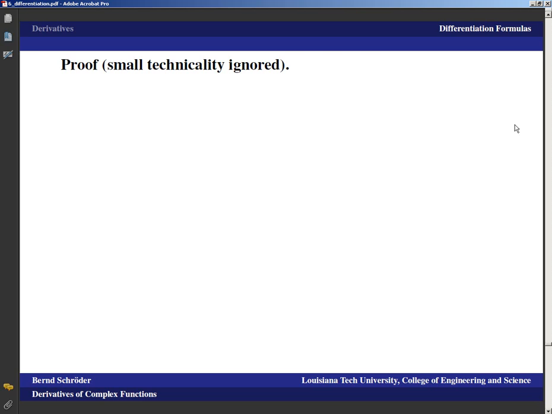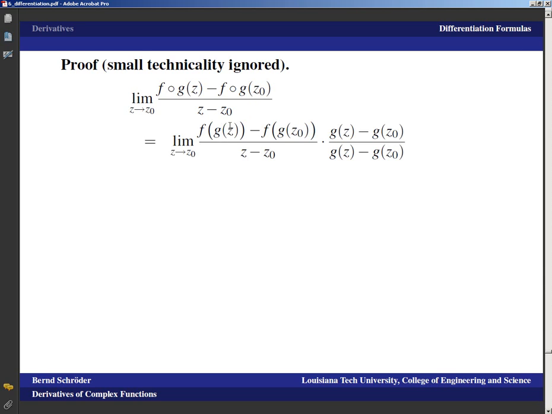And the proof, well, let's talk our way through the proof, and I will have to tell you a little bit more about why we're ignoring a small technicality here. Let's go through the proof in the most natural way, which would be that we take the limit as z goes to z0, f composed with g of z minus f composed with g of z0 divided by z minus z0. That's the limit as z goes to z0, f of g of z minus f of g of z0 divided by z minus z0. We'd like to have difference quotients.